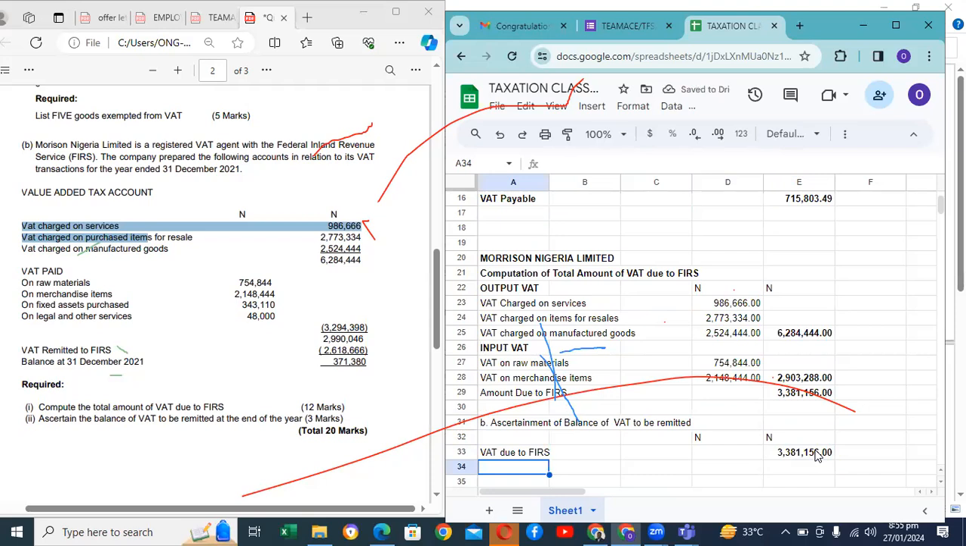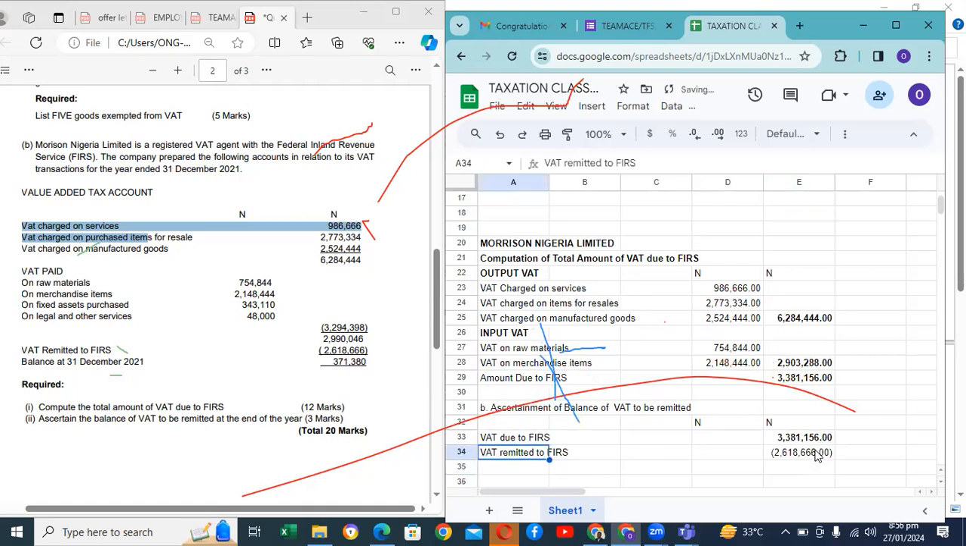Yes. VAT remitted to FIRS. How much is it? 618. So balance to be remitted. How much is that? 762,490. Correct.